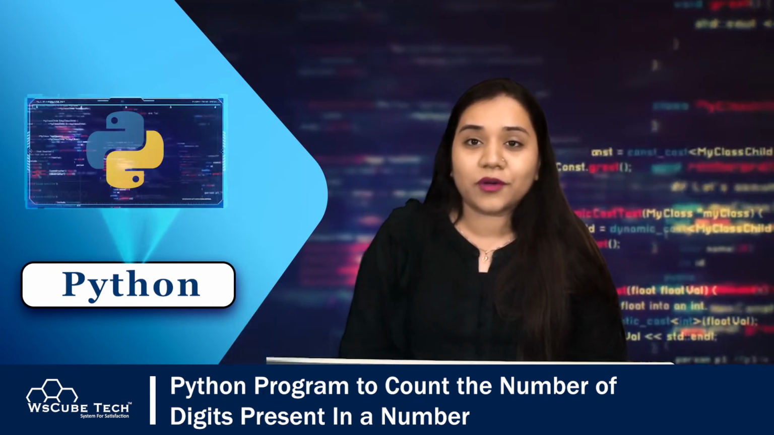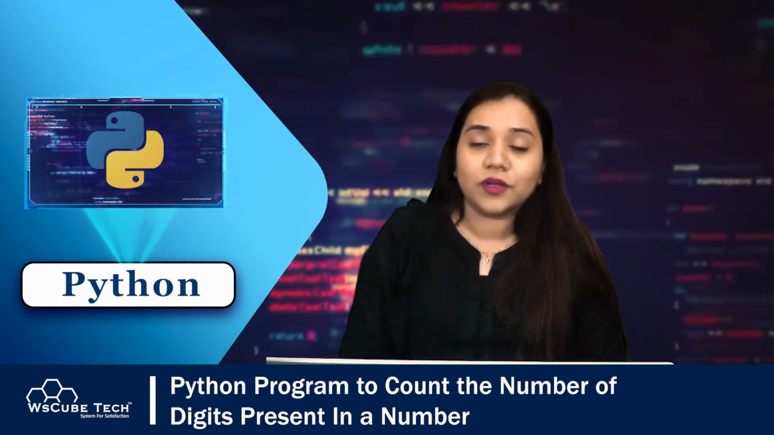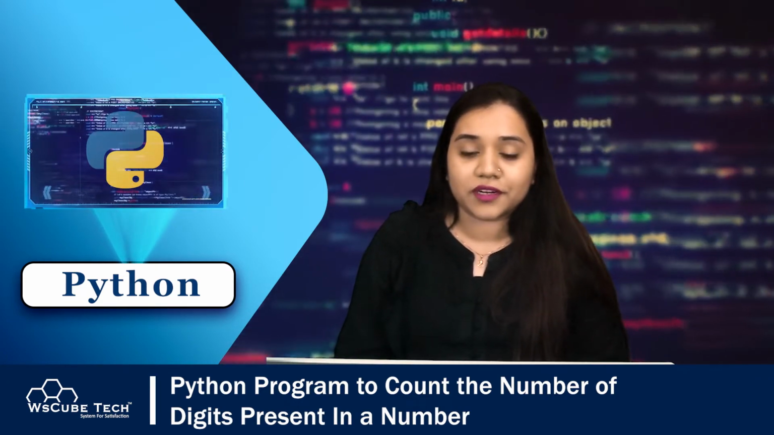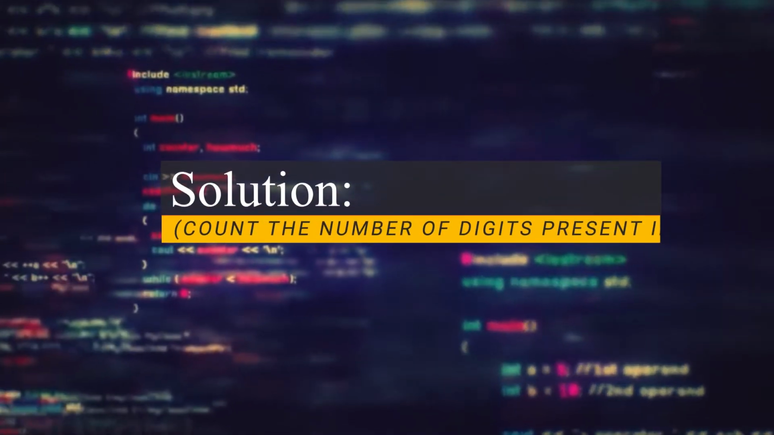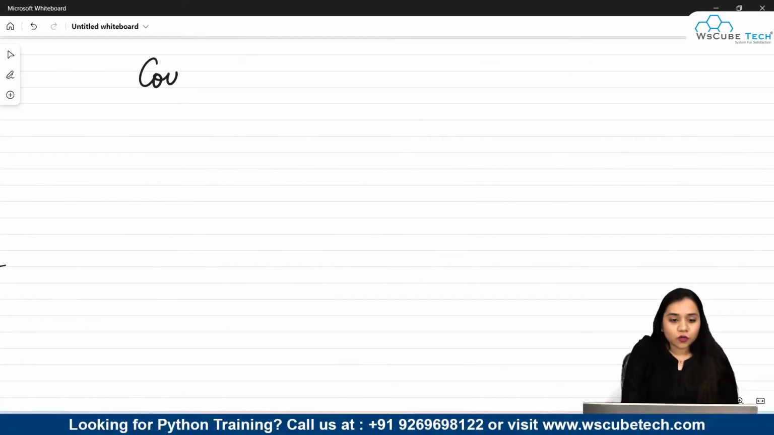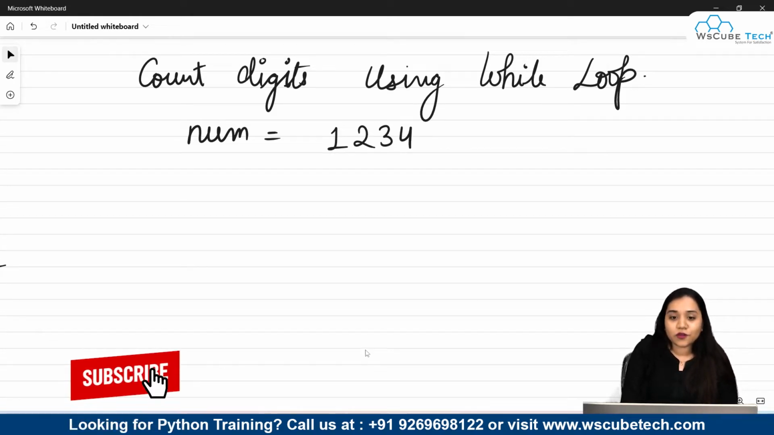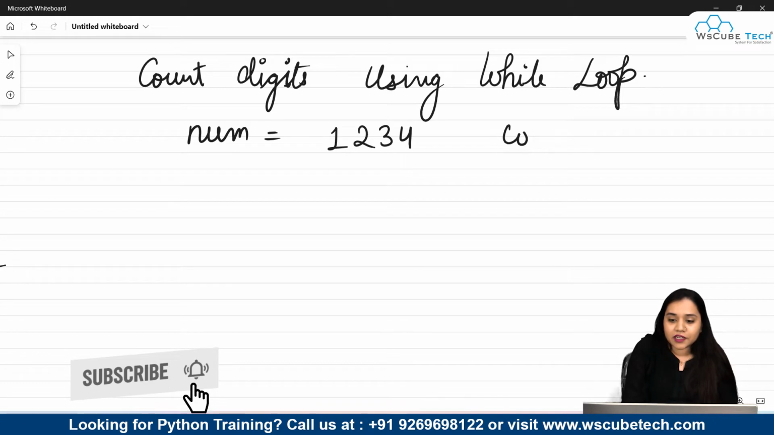First of all, let's talk about our method number 1, that is using the while loop. Let's first understand the logic that we are going to use, and then we will be writing the program on it. So we need to count digits using a while loop. How it can be done is very simple. Suppose for example we have a number, number equals 1234, and we clearly know that right now it is 4 digits. We will be creating a variable called count whose value would be equal to 0.